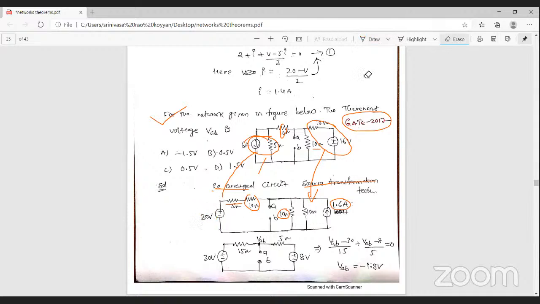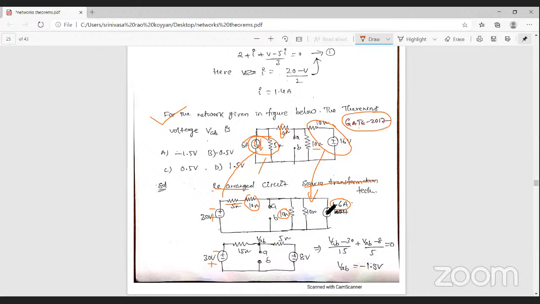Here the current source representation arrow mark is in the downward direction. That's why the voltage representation of the terminals is negative and positive, like that. The arrow mark is in the downward direction, so the positive is in the downward direction and upward is the negative direction. Here also you can change it.